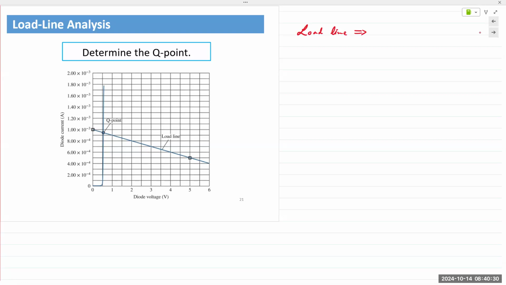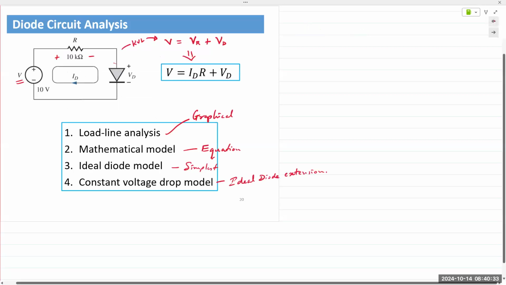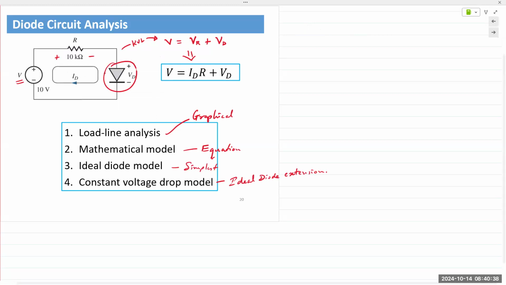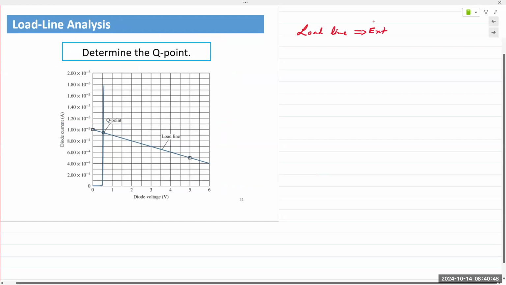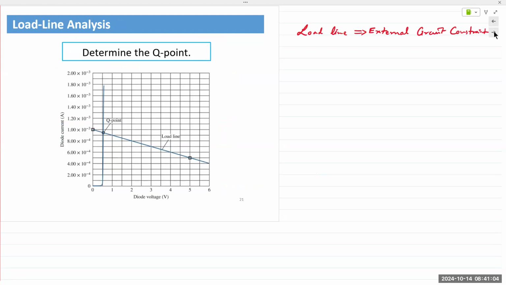An external circuit in the sense, here we have our diode. Anything that is connected to the diode is external to the diode, and so that is the external circuit. In this case, the external circuit for the diode is the source and the resistor. Okay, so load line is the external circuit constraint that is placed on our device.